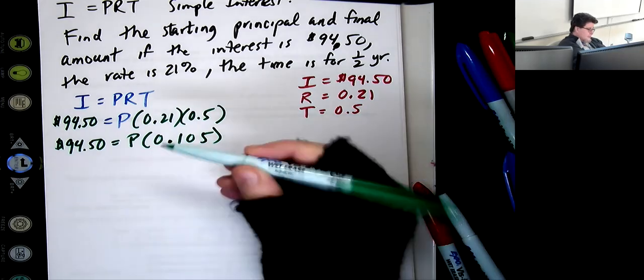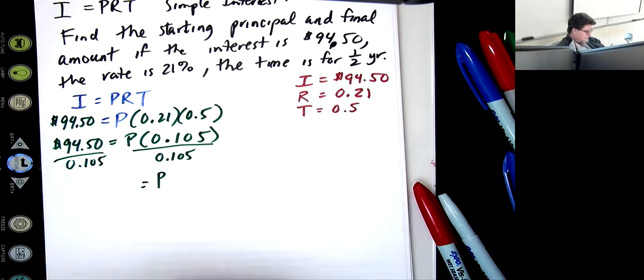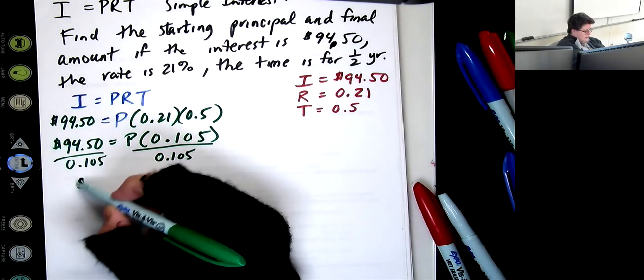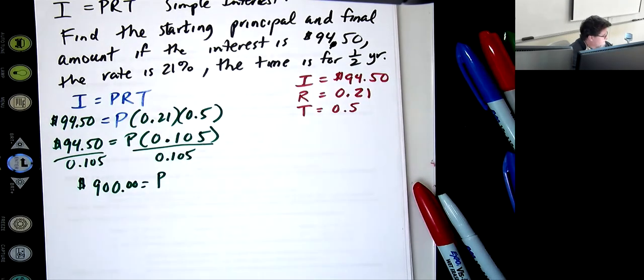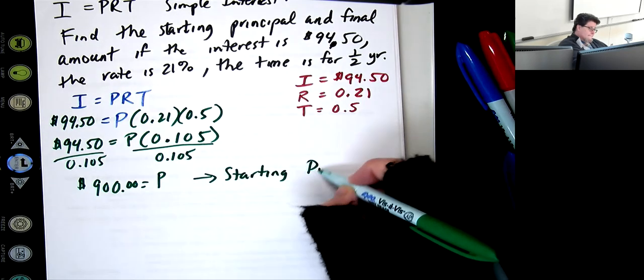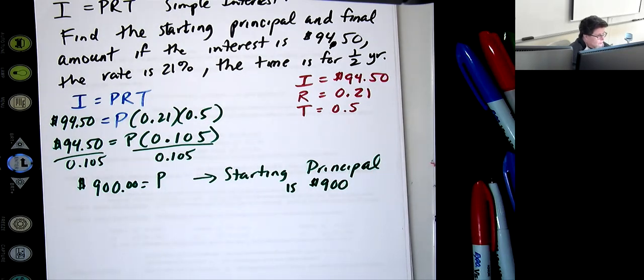And if I want to get P by itself, I've got to divide both sides by that. I'm getting 900. We're not converting back to a percentage. We're just leaving it as the dollar amount. So the starting principal is $900. That's what they started with. Which is a lot of interest for half a year, but you're not going to find 21% interest anywhere you go.